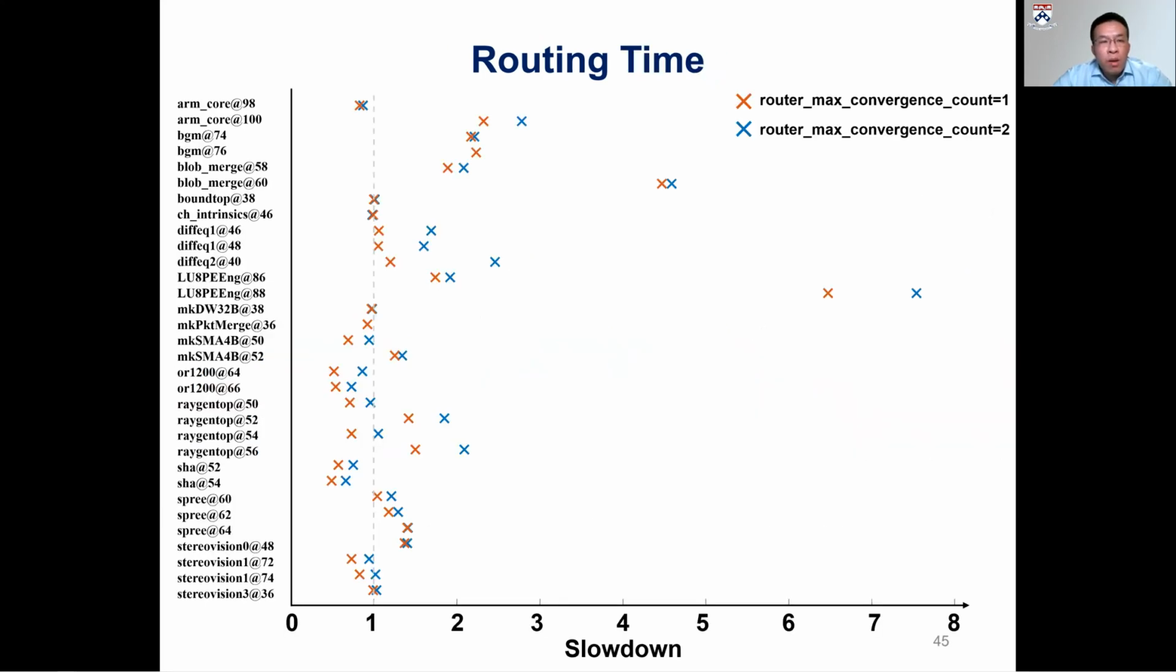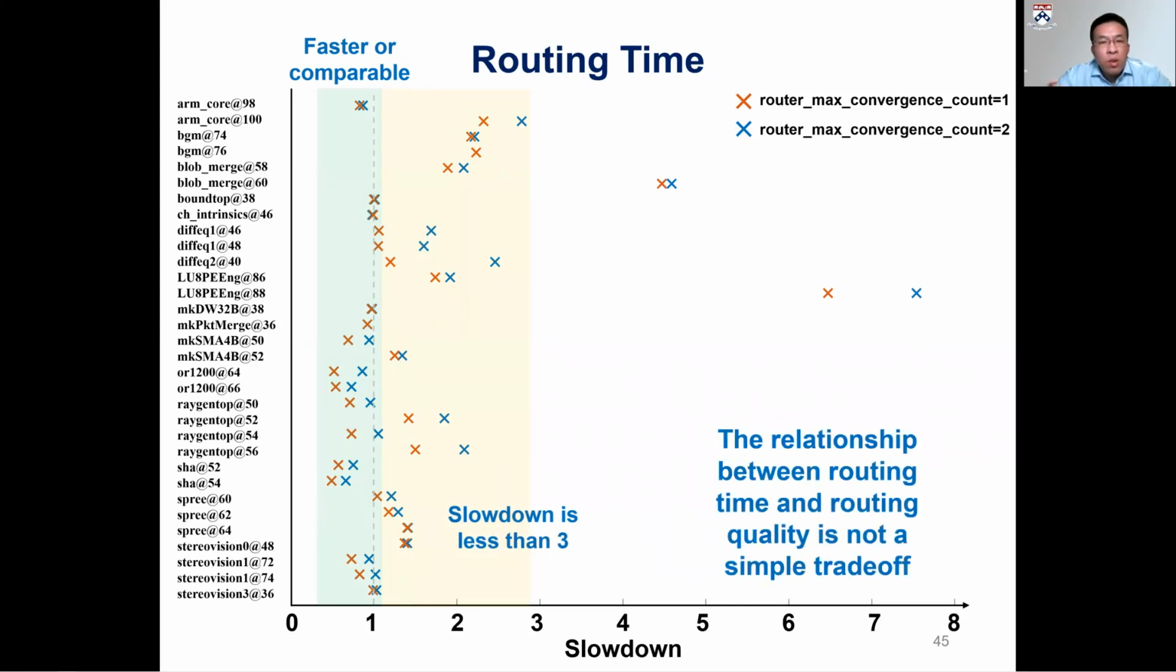For the routing time, our enhanced PathFinder routing algorithm achieves a comparable or even shorter routing time for about half of the evaluated benchmarks compared with the original PathFinder algorithm. And the slowdown is less than 3x for most remaining benchmarks. This indicates that the relationship between routing time and routing quality is not a simple trade-off, and we will perform additional exploration on this relationship in our future work.